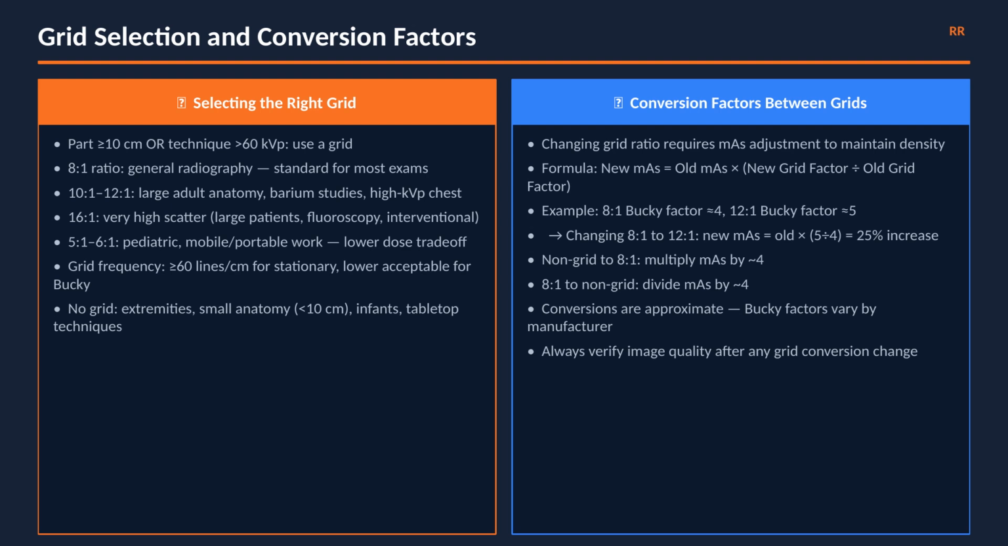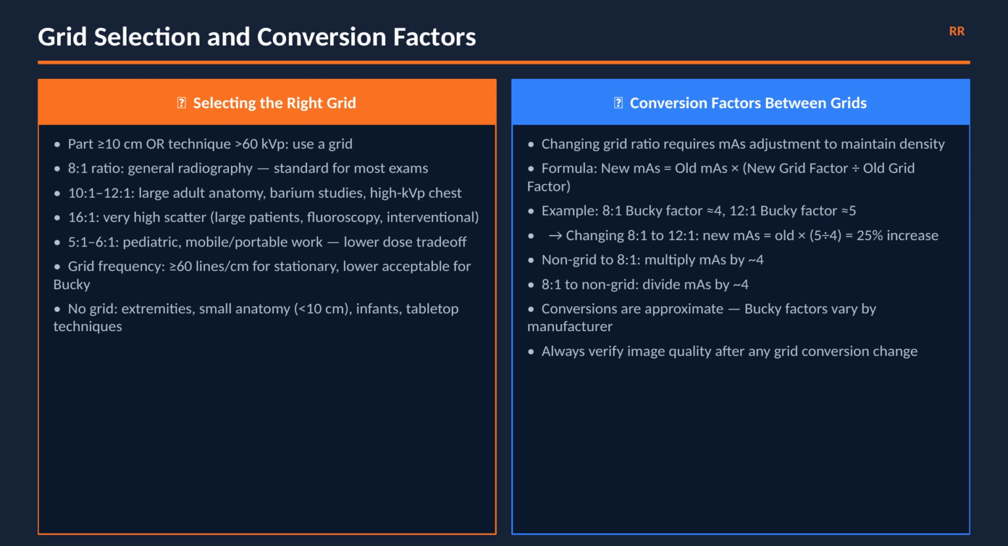10:1 to 12:1, large adult anatomy, obese patients, barium studies, high kVp techniques. Significantly better scatter control for high scatter conditions. 16:1, very high scatter environments. Large patients, fluoroscopy guided procedures, interventional work.